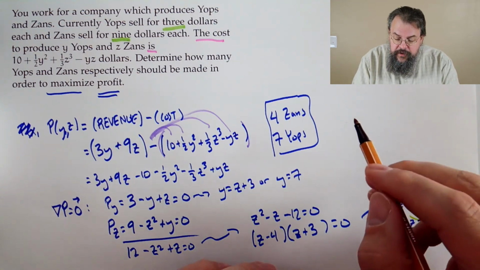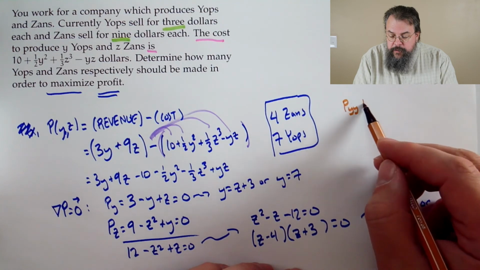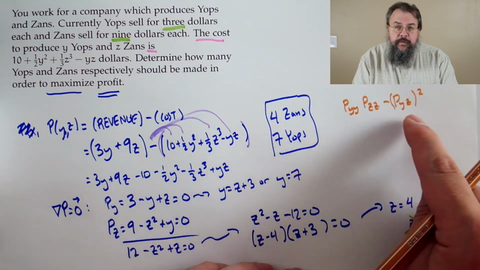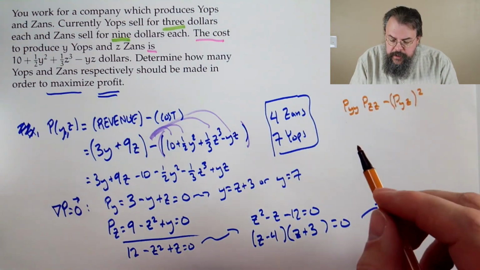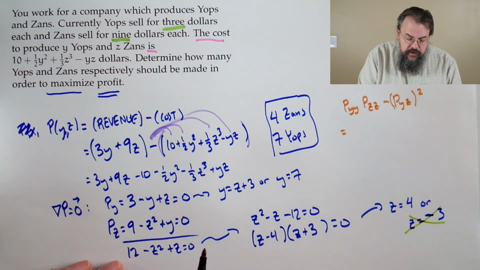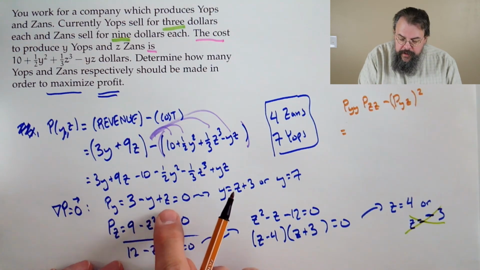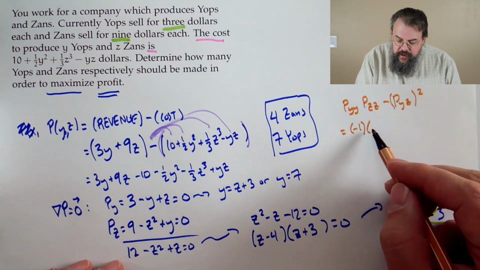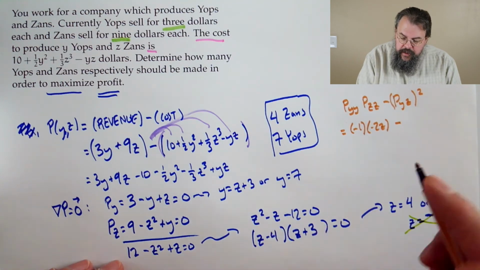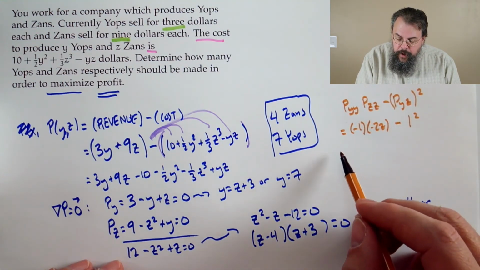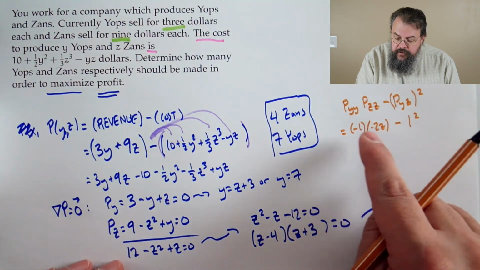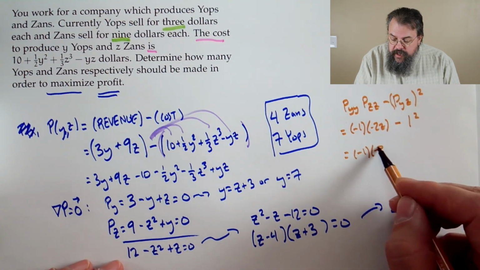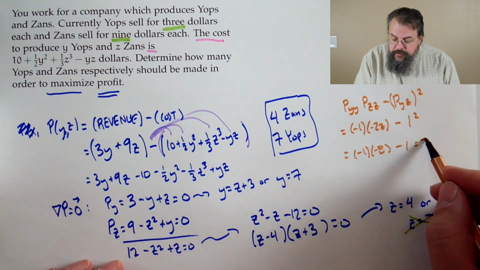We can do that. So if we look at our PYY times PZZ minus PYZ quantity squared. It doesn't matter that we're not using X and Y. We can use Y and Z. That's perfectly fine. So let's do this. PYY is minus 1. That's pretty promising. PZZ is minus 2Z, really promising. And PYZ is 1. So when we plug in Z equals 4 and Y equals 7, well, what do we see? We're going to get minus 1 times minus 8 minus 1, which is 7, which is positive.